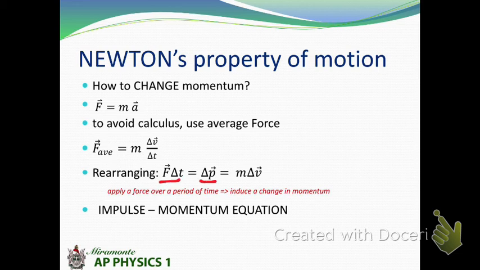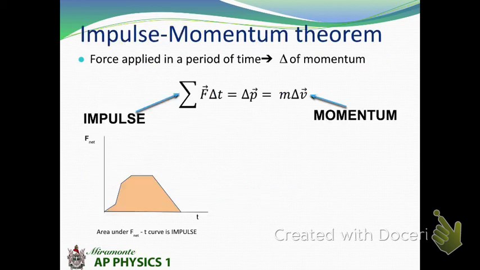Okay, so F delta t is going to give you a change in momentum. And that is so well known, it gets its own name. It's called the impulse momentum equation, where F delta t, a force over a period of time, is considered an impulse, and then delta p is just the change in momentum. So if we look at it mathematically, the summation of all of the F delta t's, the net force times time, is going to give you a change in momentum of an object in your system.